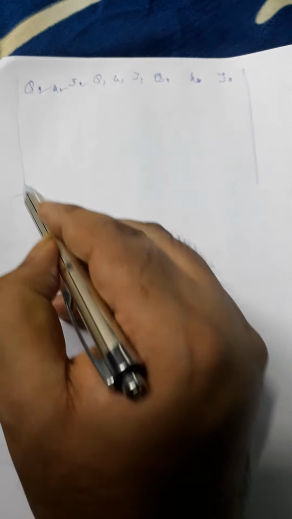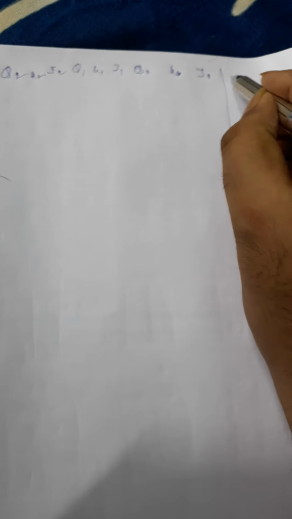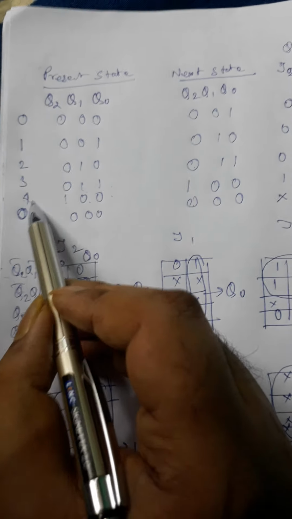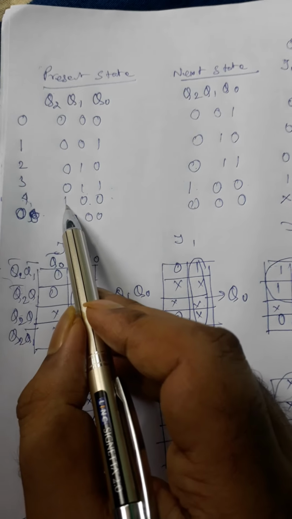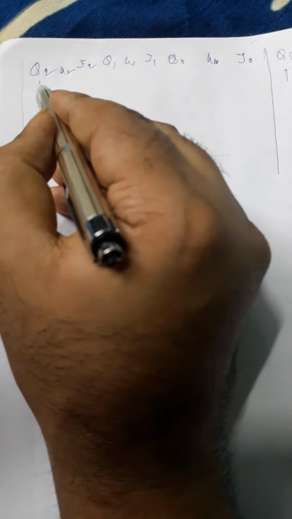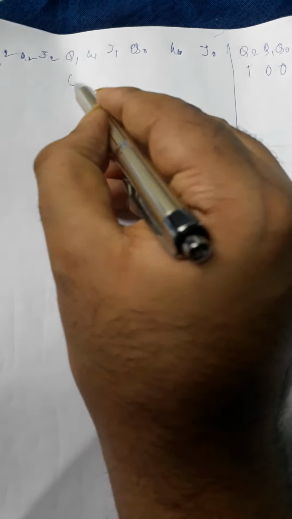Now, how to check lockout? Check the last state. The last state is 4. After 4 it should become 0, 0, 0. 4 means 1, 0, 0. So we take 4, that is 1, 0, 0. This is 1, this is 0, and this is 0. This is given. What we need to determine is the next state.